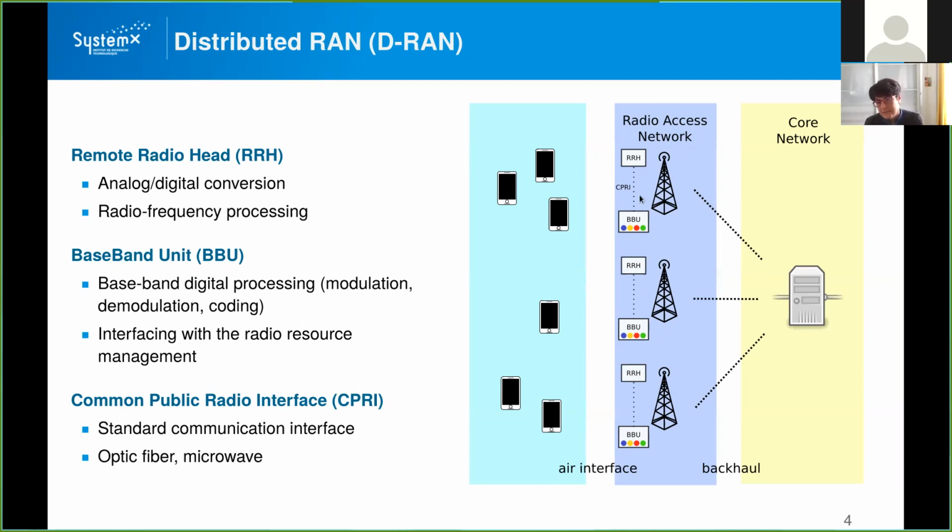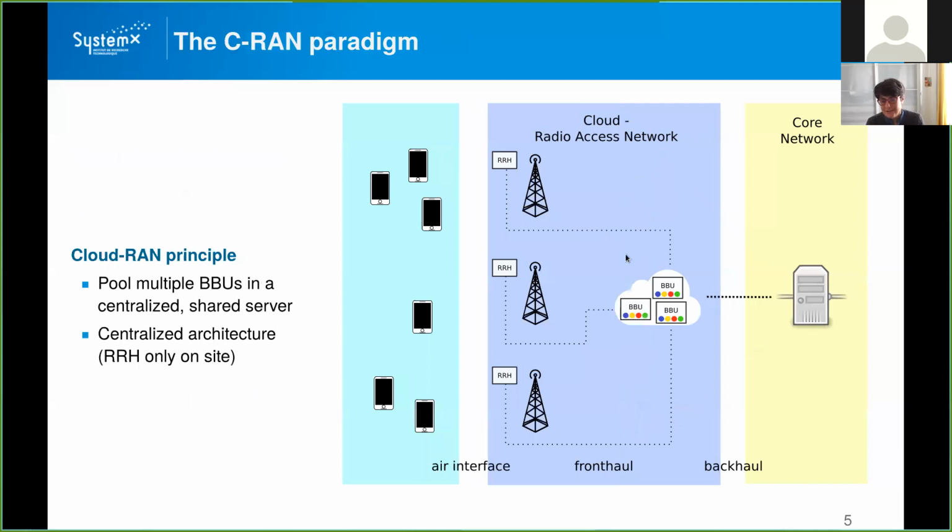Over this interface, you have basically the sampled waveform that is communicated to the BBU unit, and the BBU unit is the one doing the digital signal processing. So starting from this new setup, somebody had the idea of taking all the processing that happens in the BBU units for serving several base stations and placing it in the same data center. This is how the Cloud RAN or centralized RAN paradigm was born.